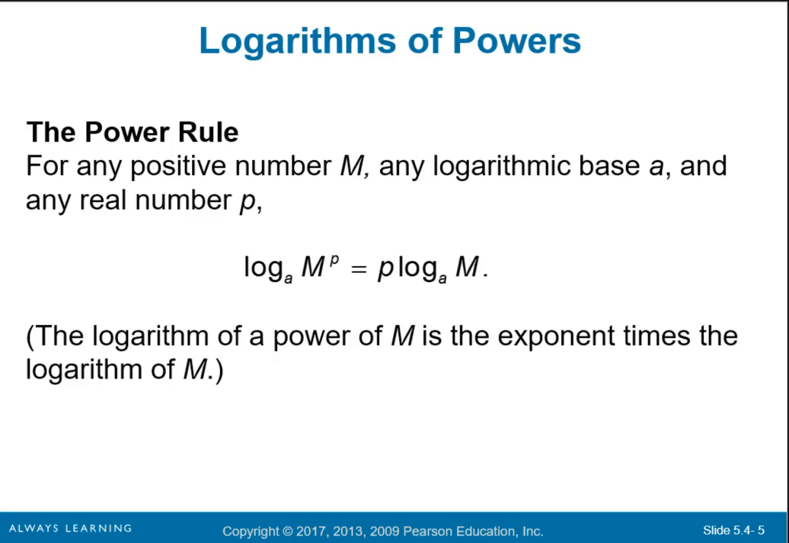All right, our power rule. If you have any positive number m, any logarithmic base a, and any real number p, we can take our log base a of m raised to the p power, and it's the same as saying p times log base a of m. And hopefully I can make it make some sense here. We're going to go back to our 4s and address it.